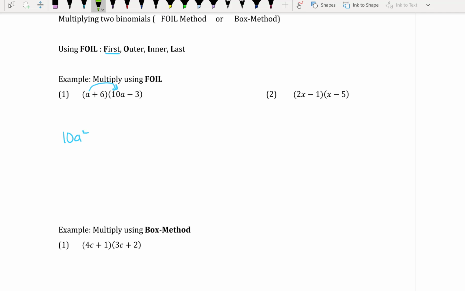So now if I do my outer, a times -3 is going to be a -3a. And then if I do my inner, that's going to be a positive 60a. And when I do my last, 6 times negative 3 is going to give me a negative 18.